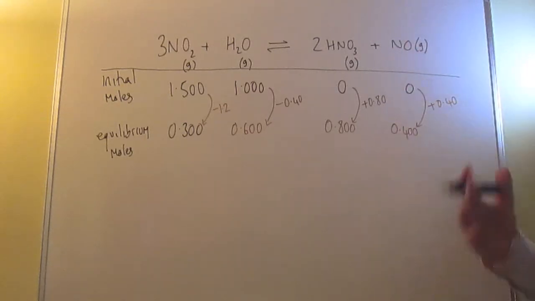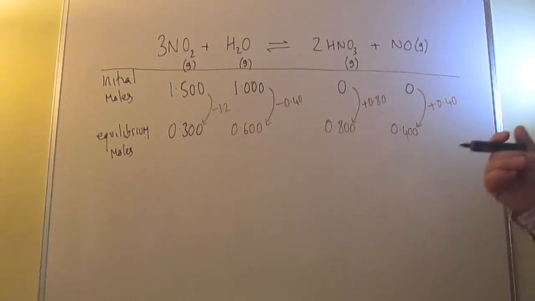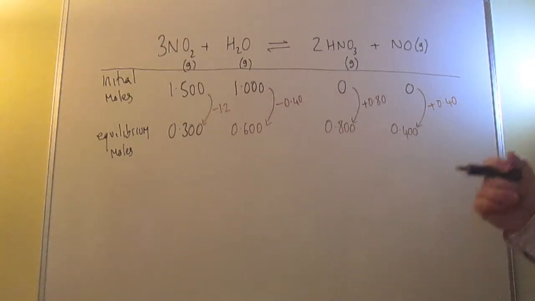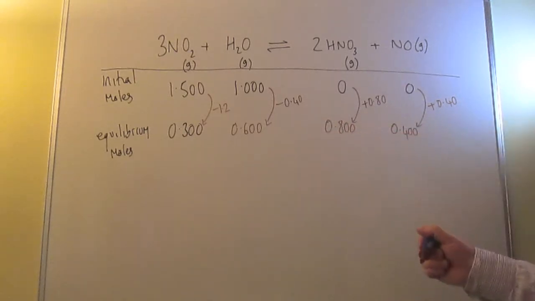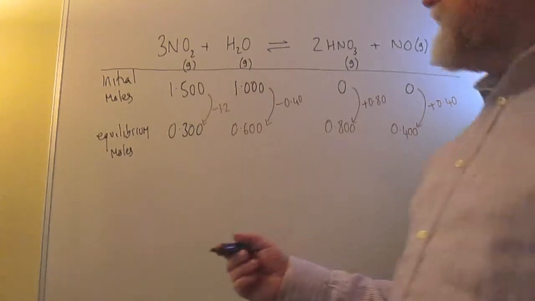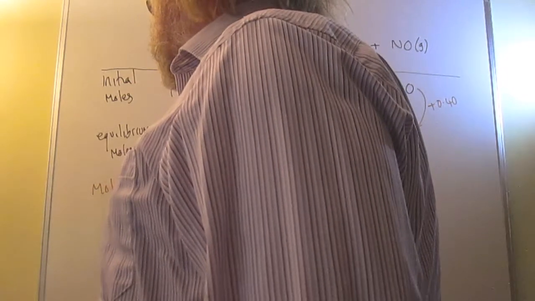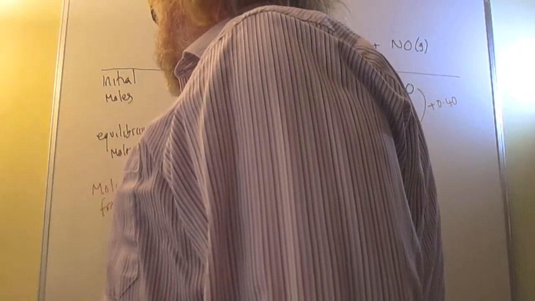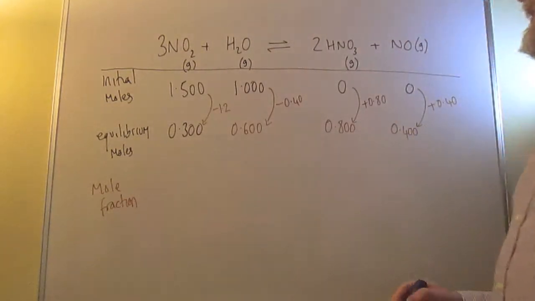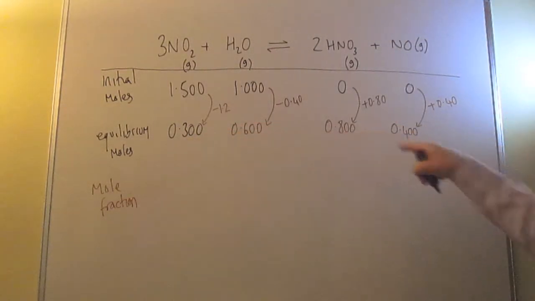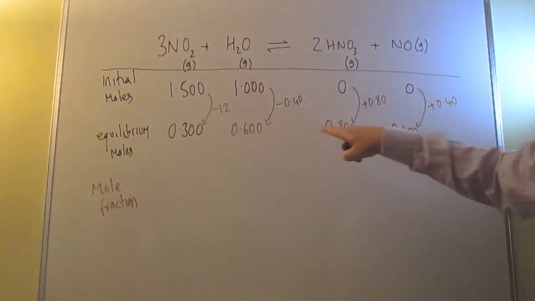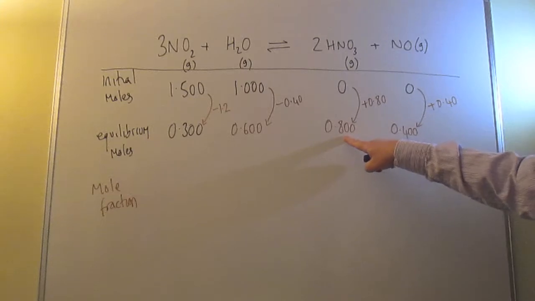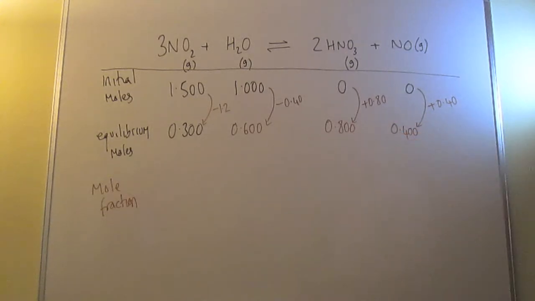And that would have been the same approach regardless of whether it's Kp or Kc. But what happens next is, because it's Kp, you remember that you have two more steps. You need to convert those moles into mole fractions, and then you need to convert the mole fractions into partial pressure. So the next line is mole fraction. And to get that, you add up the total of all of the moles in the equilibrium mixture. So we've got 0.3 plus 0.6 is 0.9, plus 0.8 is 1.7, plus 0.4 is 2.1 moles.